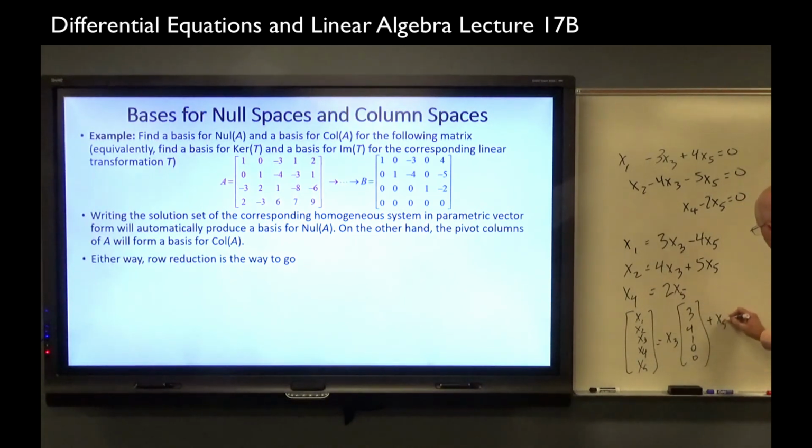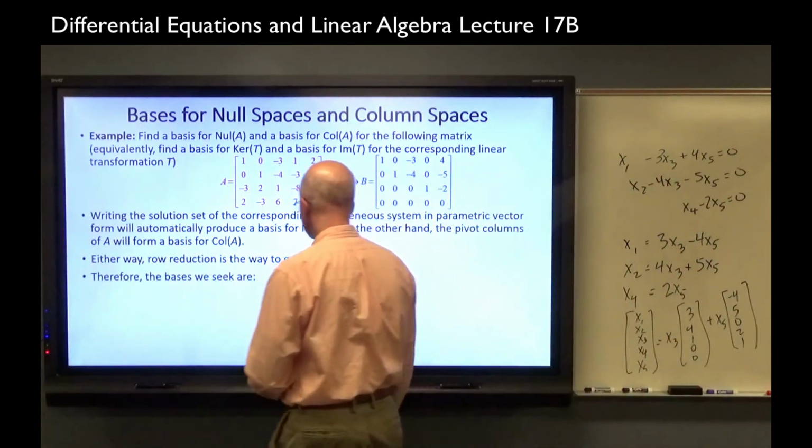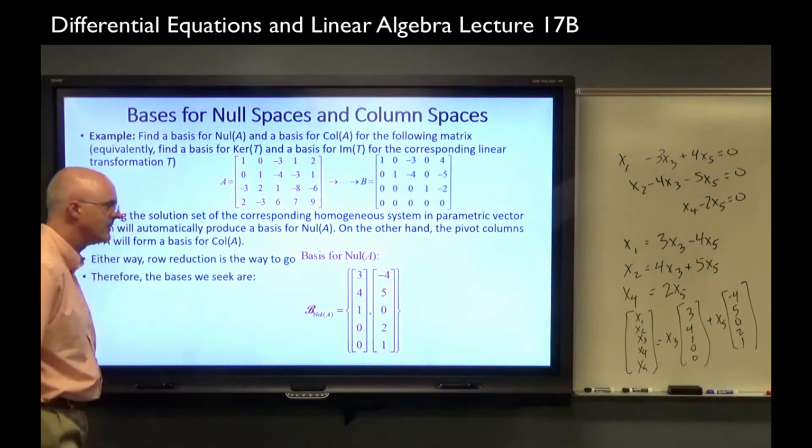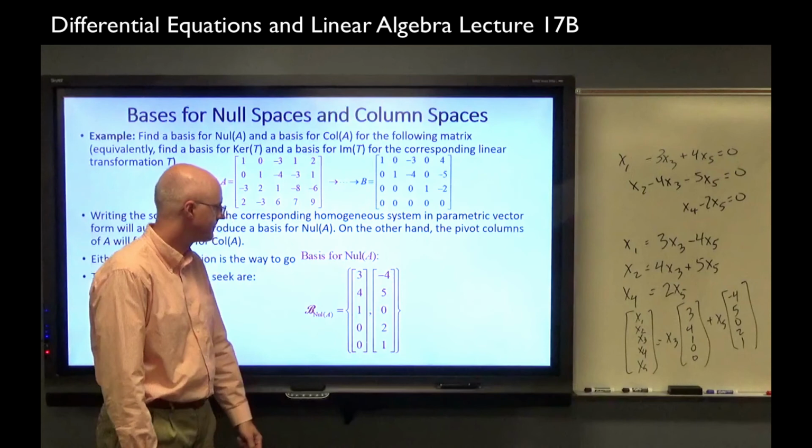Plus the next free variable, x5, times the 5-dimensional vector whose first component is negative 4, second component is 5, third component is 0, fourth component is 2, and fifth component, corresponding to the fact that x5 equals itself, is 1. And it's going to be those two vectors that form a basis for the null space. 3, 4, 1, 0, 0, and negative 4, 5, 0, 2, 1.